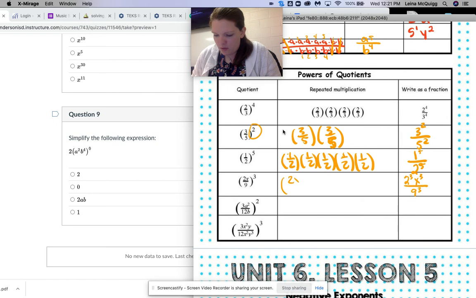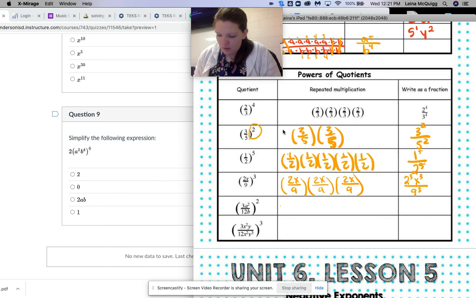If I have 2x over 9 times 2x over 9 times 2x over 9, well, I have 1, 2, 3 x's in the top. That's what I wrote. 1, 2, 3 2's in the top, and that's what I wrote. I have 1, 2, 3 x's that I'm multiplying in the top, and that's what I wrote, x cubed. And then on the denominator, I have 1, 2, 3 9's, so 9 3 times.